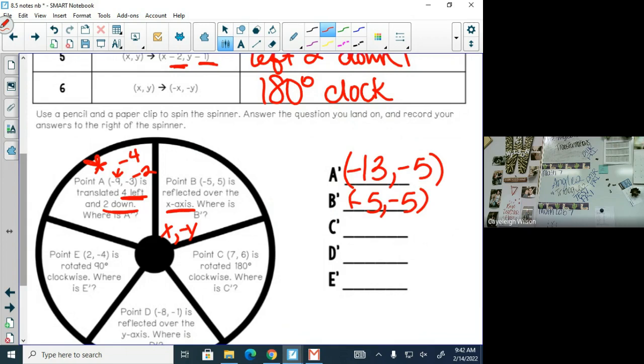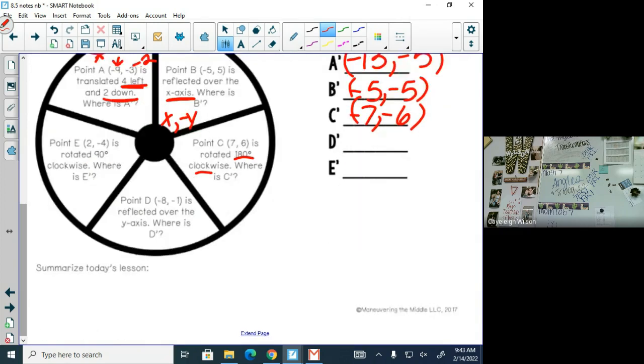Okay, on point C, it says point C is at 7, 6. You're gonna rotate it 180 clockwise. Where is C prime? So on your paper, a rotation of 180 clockwise makes both of the points negative, opposite. All right, Kate Campbell. -7, -6, because a 180 clockwise would take me to -x, -y.